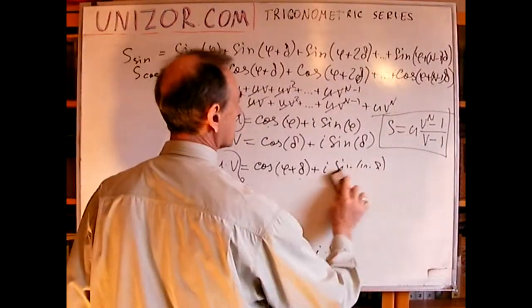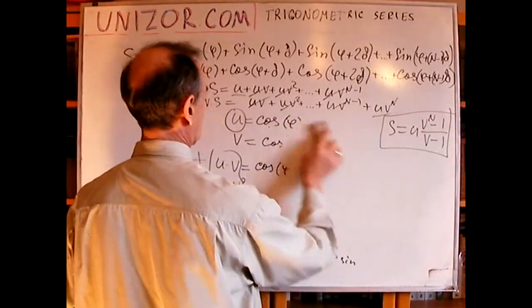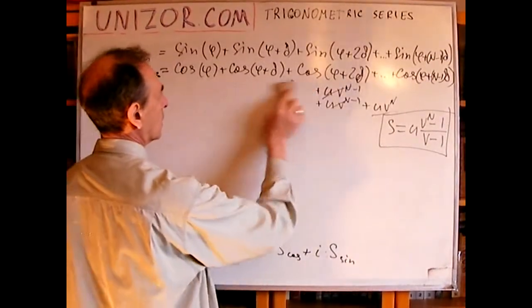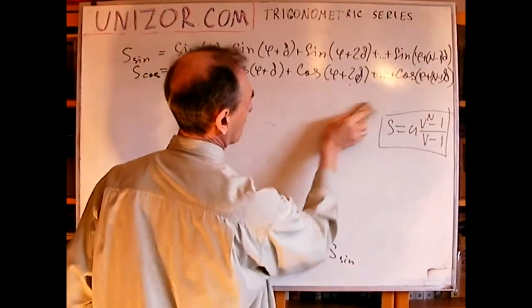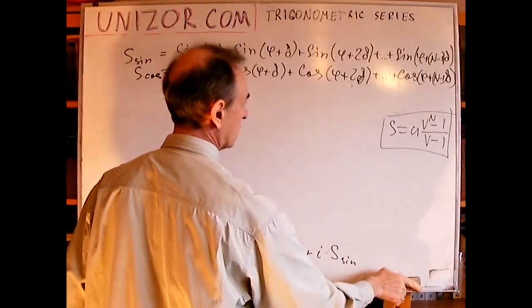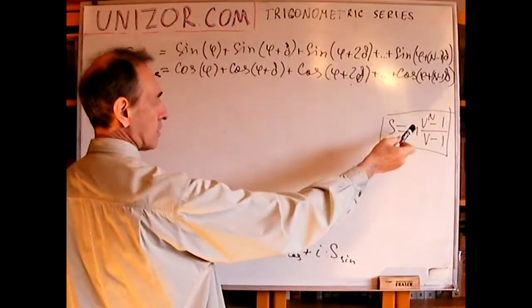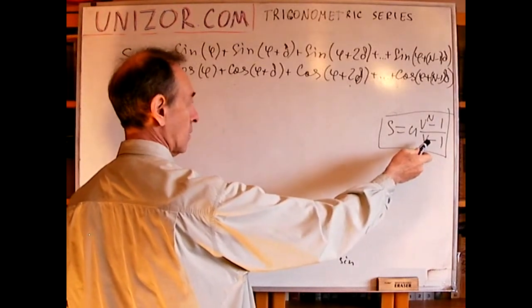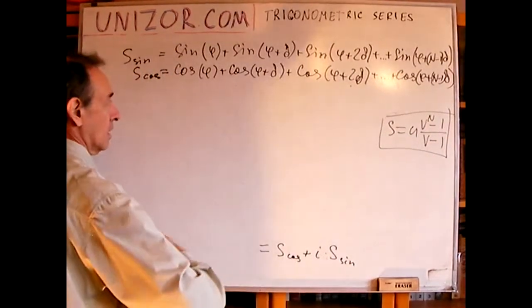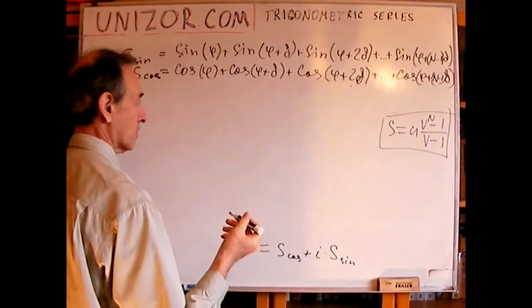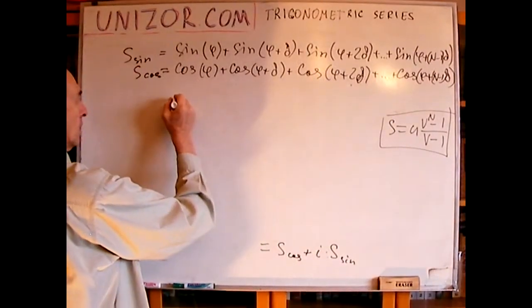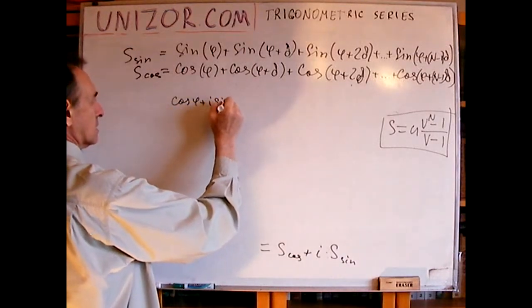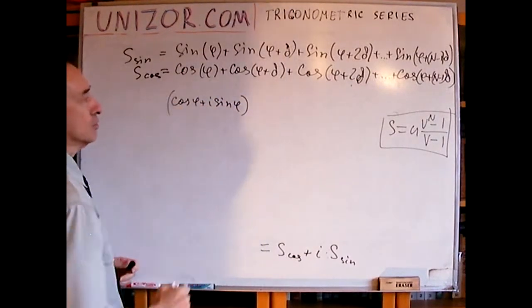I don't need this anymore. All I need is this formula where u is cosine phi plus i sine phi and v is cosine delta plus i sine delta, right? So my result would be cosine phi plus i sine phi. This is u.